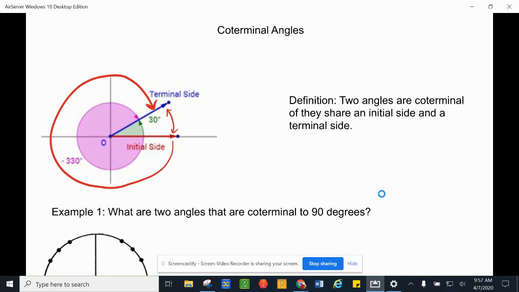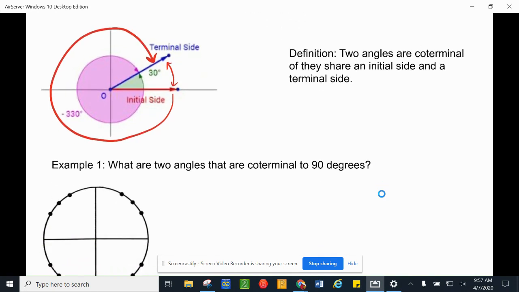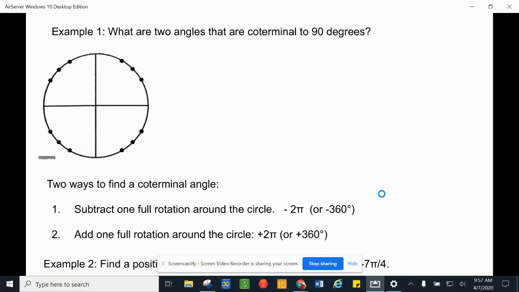All right, so we're going to do an example, maybe go over a couple steps to find coterminal angles, and then do another example. So here is our first example. What are two angles that are coterminal to 90 degrees? Let's just visualize 90 degrees. We have an initial side here on the positive x-axis, we have a terminal side here on the y-axis, and we have 90 degrees.